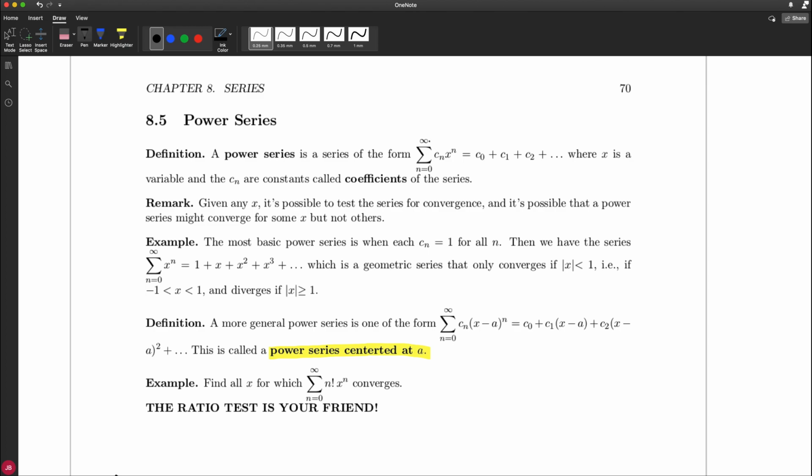And as you can see here, it looks a lot like the series we've been dealing with, only now we're introducing a variable, the variable x. And so the reason it's called a power series is because it just involves the variable x.